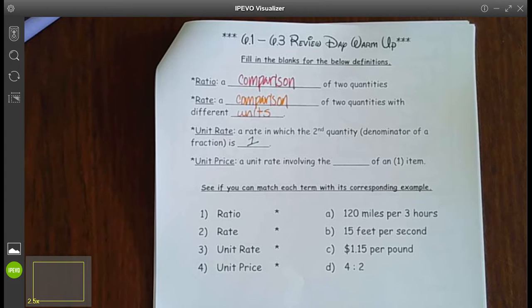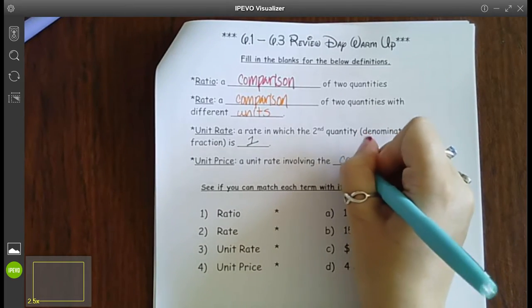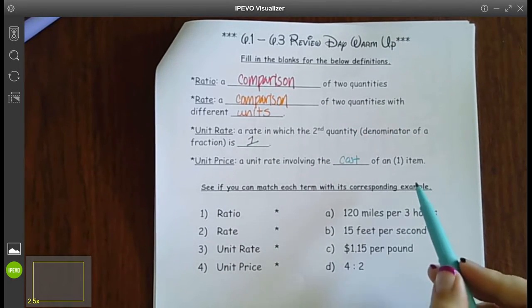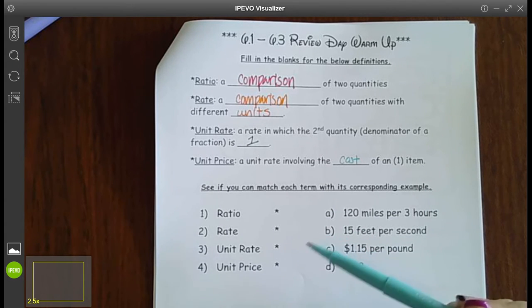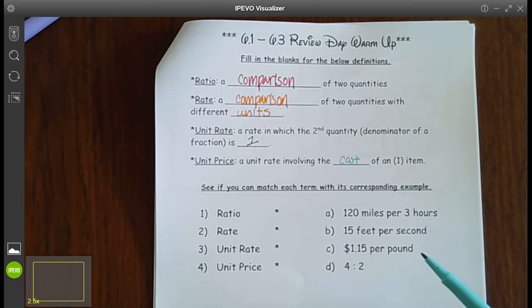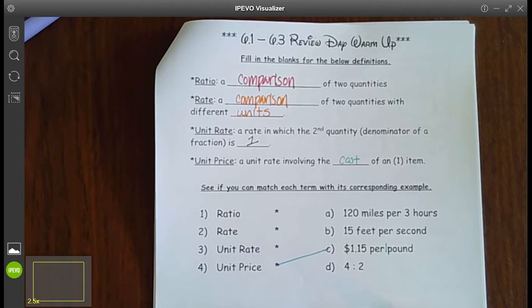Now, a unit price is a specific type of unit rate. It's a unit rate involving the cost of an item. So it has a dollar sign and it has a denominator of 1. So if I'm trying to match, like, what's an example of a unit price versus a unit rate or a ratio, it's easiest to do process of elimination. The unit price is the most specific. The unit price is a type of unit rate, so it has a denominator of 1, and it's talking about money. So second thing is 1, and money, there we go, that's my unit price.